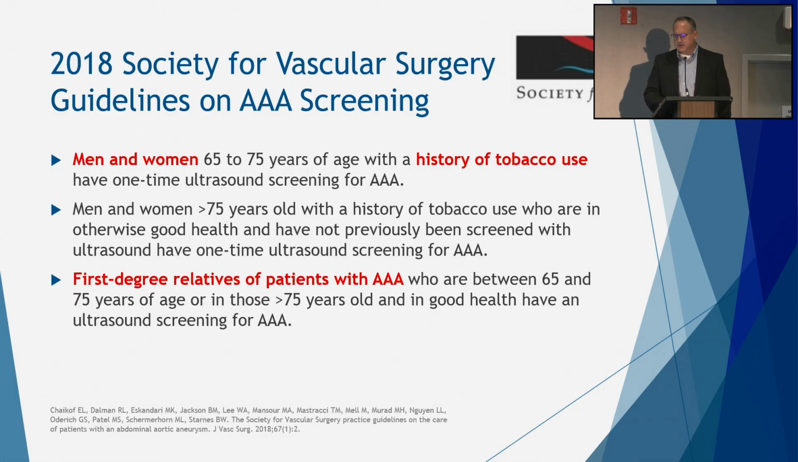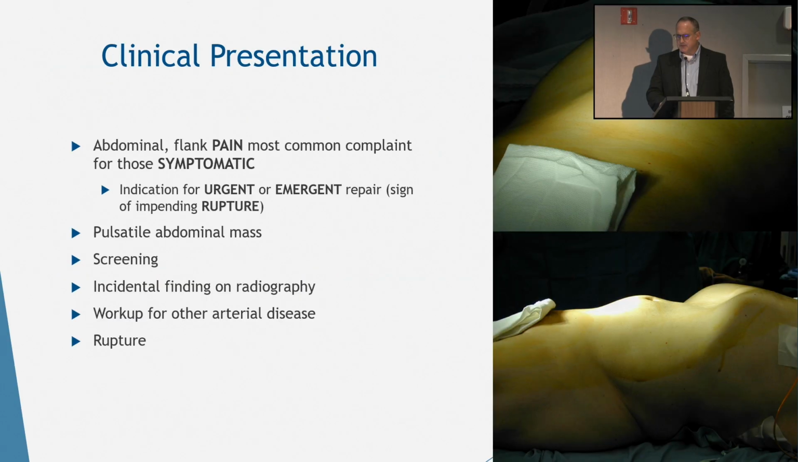Screening is incredibly important. The SVS guidelines for screening basically say men and women from 65 to 75 should get screened if they have a history of tobacco use. Or men and women older than 75 with a history of tobacco use who are in otherwise good health and have not previously been screened with ultrasound need a one-time ultrasound screening. If you have a first-degree relative, then you should also get screening as well.